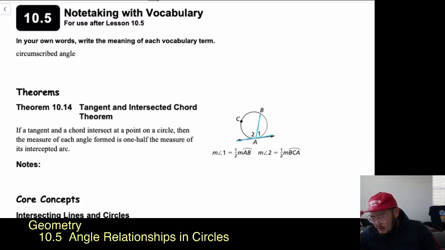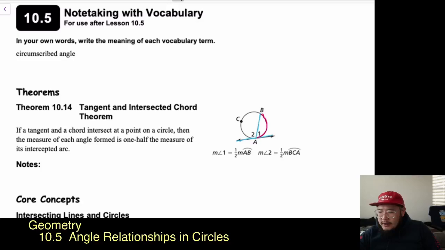And so what happens here is we now have two arcs. And if I take a look, I'm going to highlight arc A to B. And you can see that there's angle 1 that's formed. So the measure of angle 1 right here is equal to 1/2 of the arc A to B.